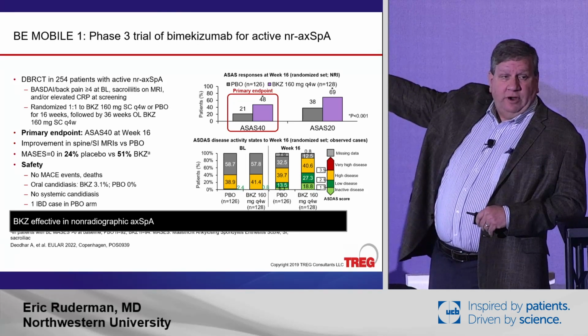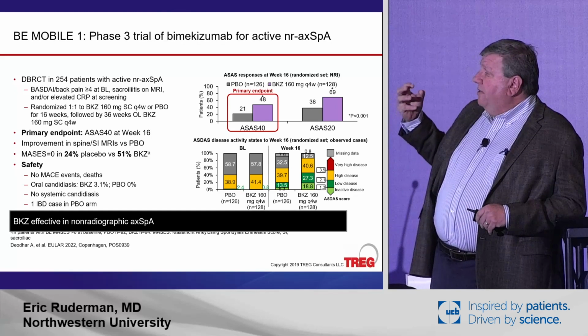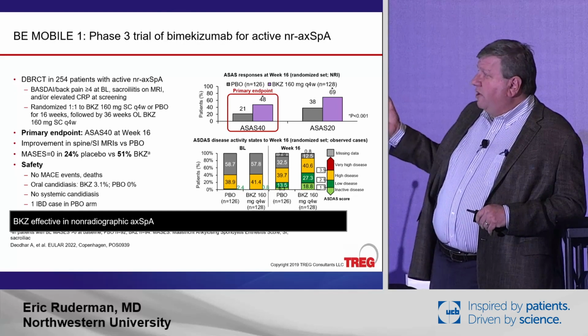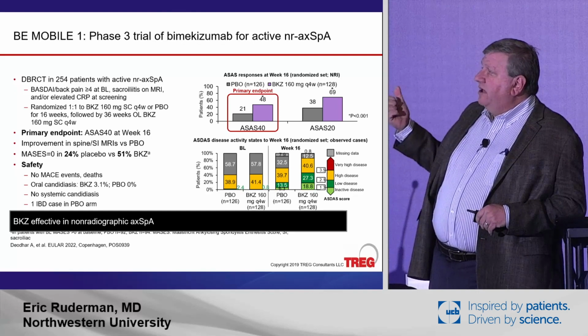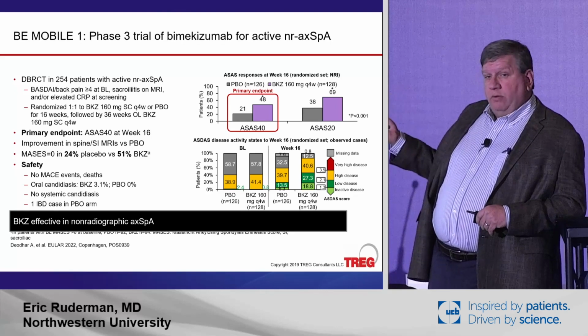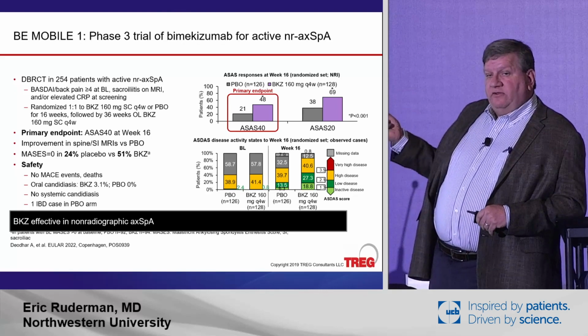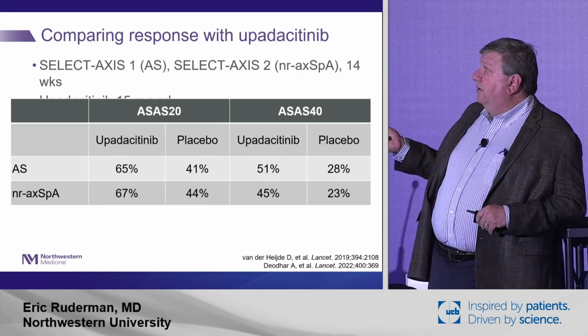Same response rate. And again, these patients in this particular trial had to have evidence of inflammation to get in. They had to have an MRI or an elevated CRP. And that's critical. That's the way you know that this is inflammatory back pain and not simply non-inflammatory pain that may not respond to the biologic.